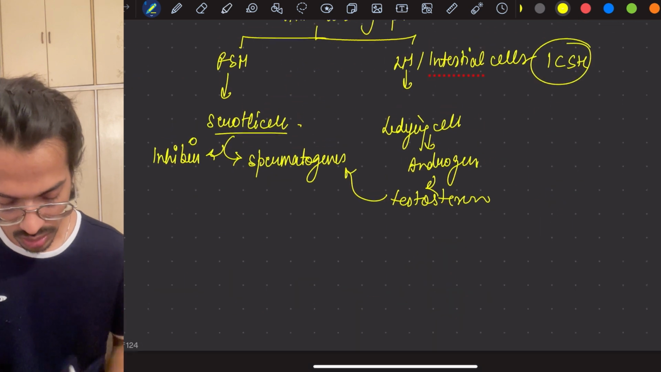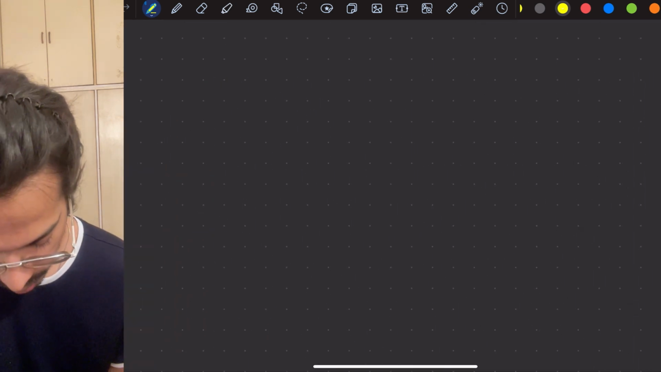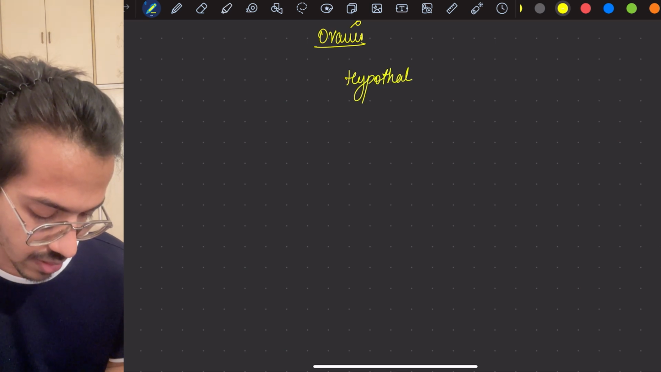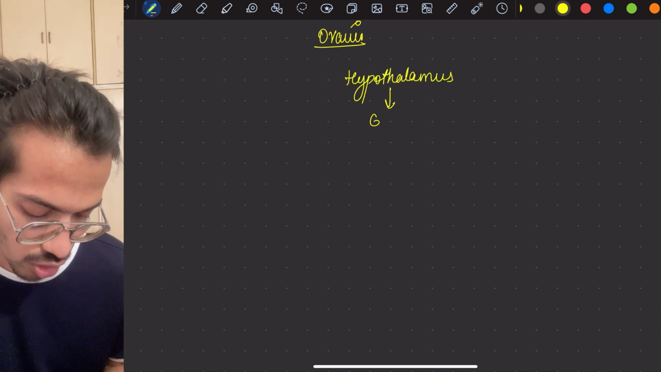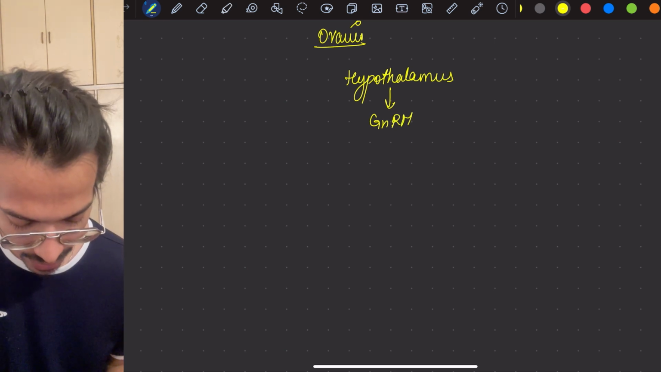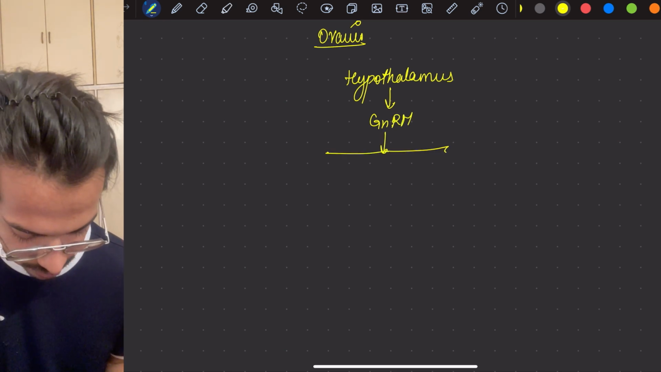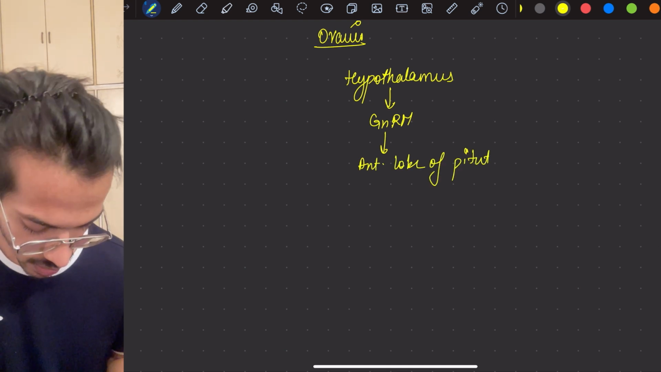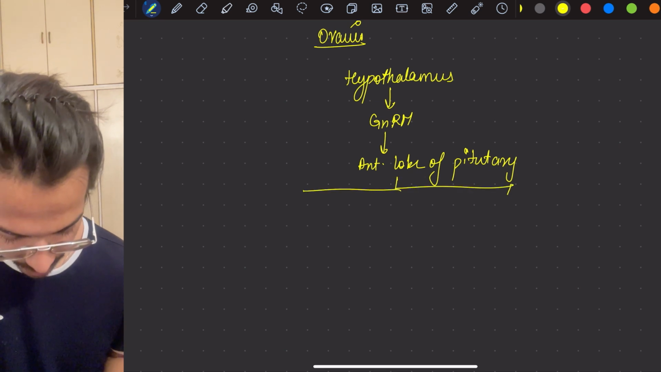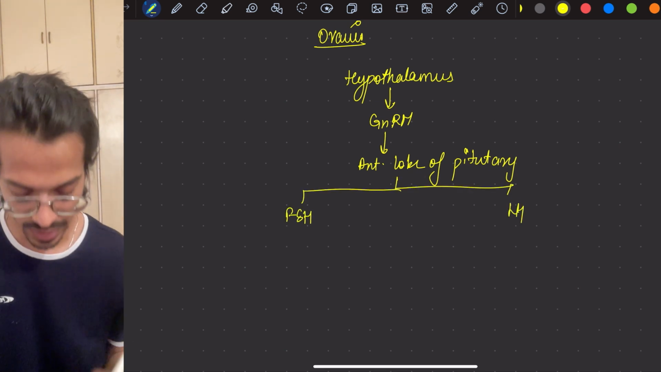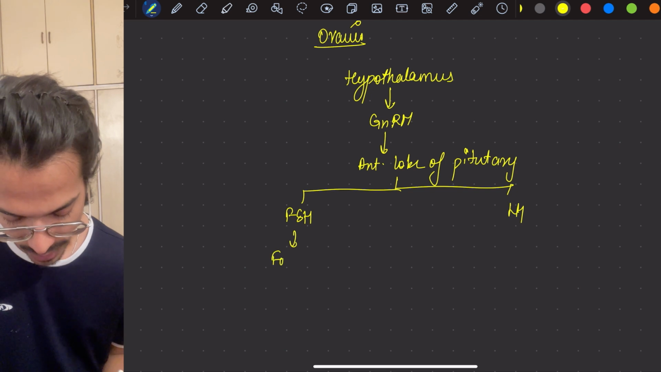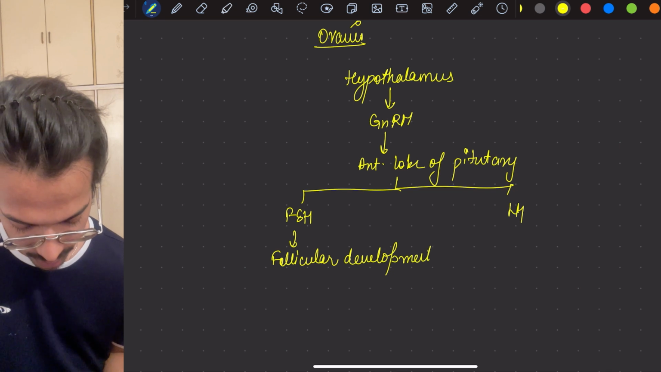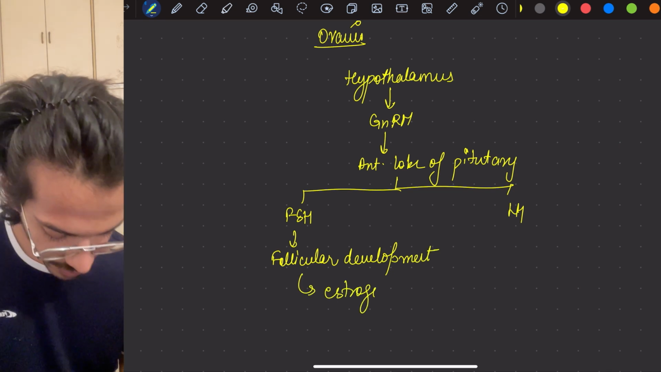Okay, what about the ovaries? In the case of ovaries, again, everything starts with the hypothalamus. The hypothalamus will release gonadotropin releasing hormone. This will go and act on the anterior lobe of the pituitary, which will release FSH and LH. FSH will do what? Follicular development, and the developing follicle will release estrogen. Whereas LH will do what?